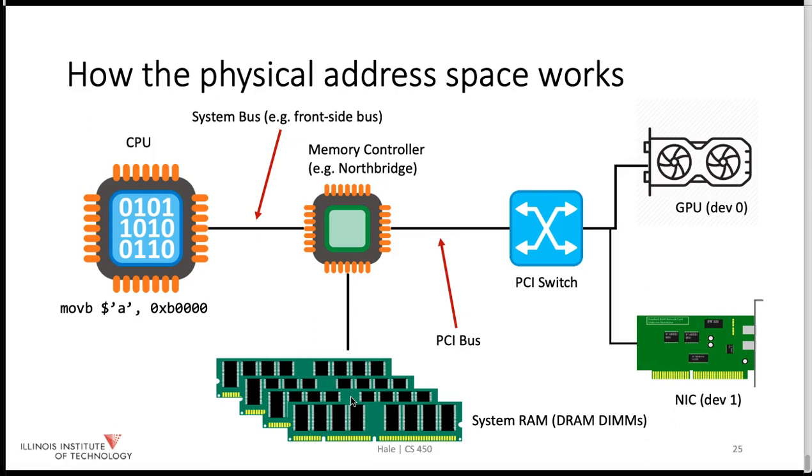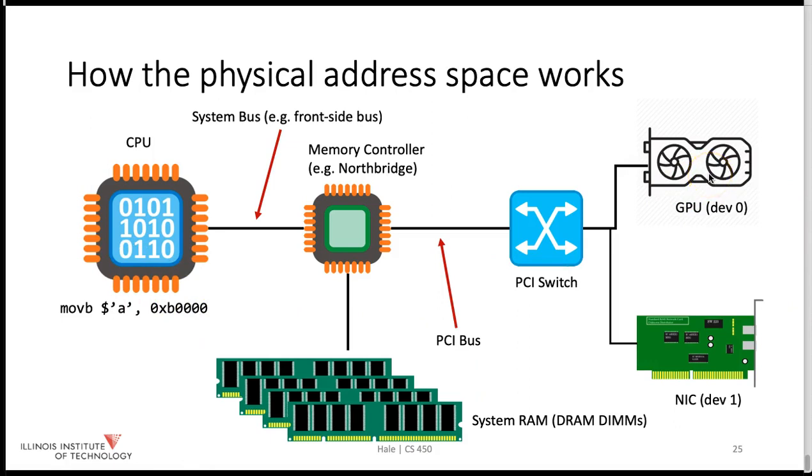Now, if I put some other address, it doesn't necessarily turn out the same way. So here I'm saying move the character A to address B0000. Now this turns out to be a very special address. This is an address of the frame buffer, which holds the pixels for your display. And that frame buffer is living on some piece of memory in your GPU. The GPU is going to draw those pixels on the screen. So then the question is, how does this get routed over to this GPU?